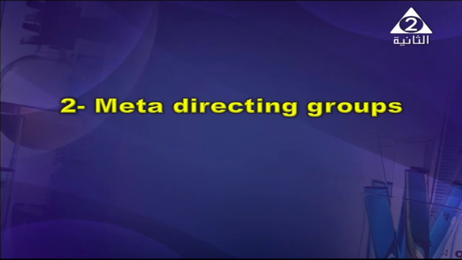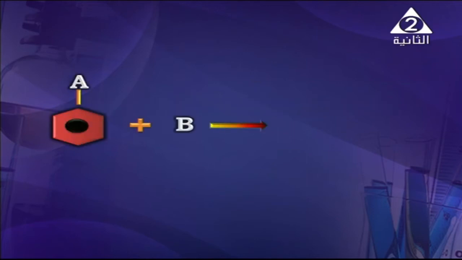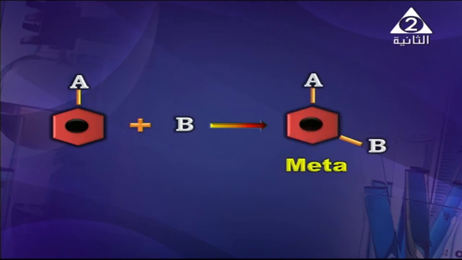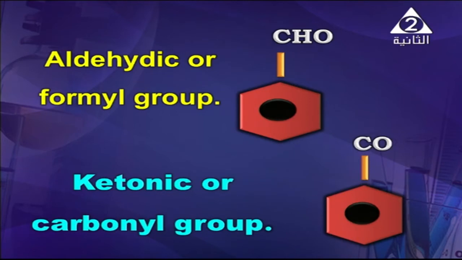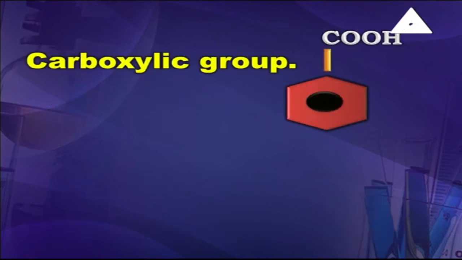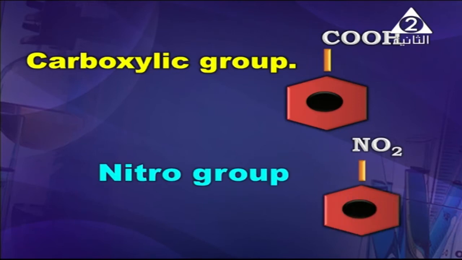The meta-directing groups. Here, my dear student, I'm introducing group B in the compound that contains group A, a meta-directing group, and it gives the meta compound. Group A may be the aldehydic or formyl group CHO, the carbonyl or ketonic group CO, the carboxylic group COOH, or the nitro group NO2.